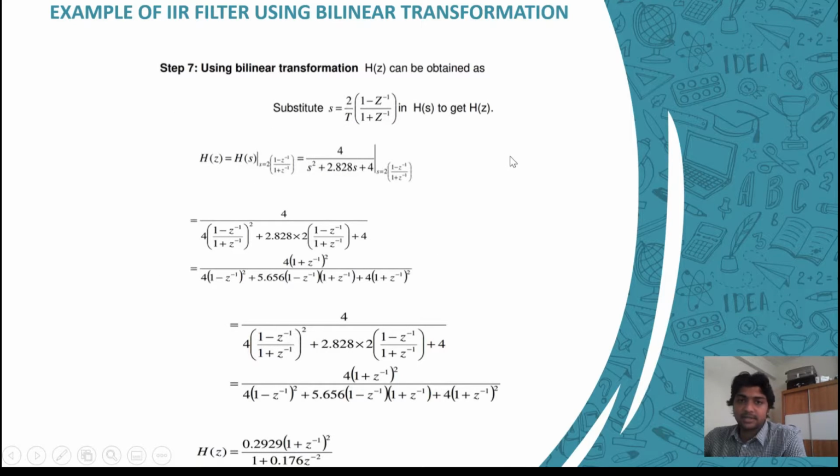So this is the final step, which is the digital transform we get. How we get it: we already calculated this part. So we have to substitute the s here and here. So if we calculate, we will get the digital transformation. So this is the final result.